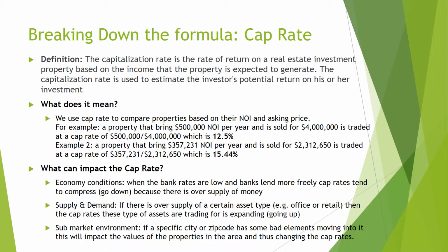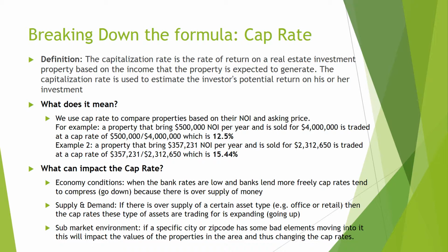So if I have a property that brings in $500,000 in net operating income per year and it's sold for $4 million, then the traded cap rate is $500,000 divided by $4 million, which is 12.5%. Well, that was easy enough because the numbers are really nice and round.